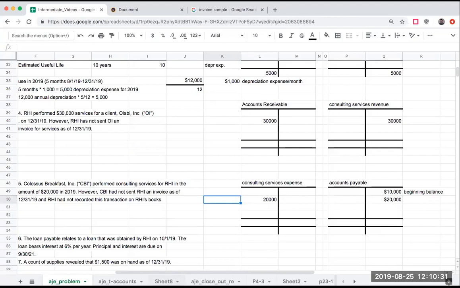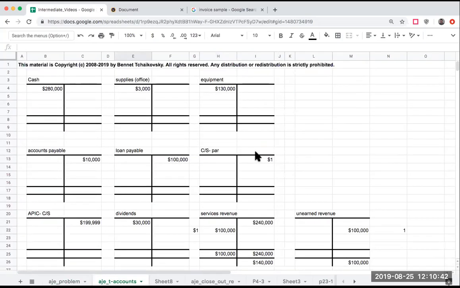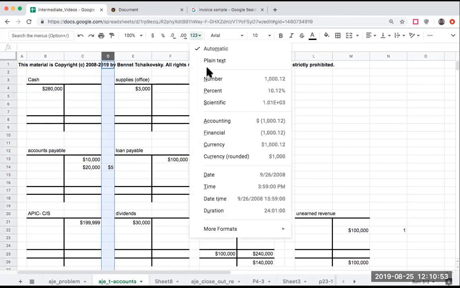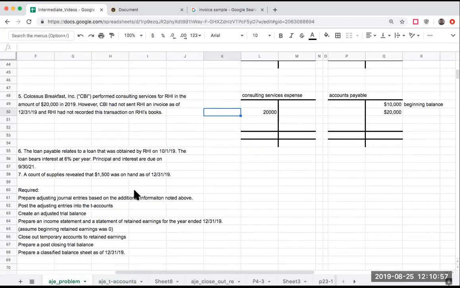So I'm debiting consulting services expense and crediting accounts payable. Right over here, transaction 5, debit consulting services expense. And then I'm going to go over here to accounts payable and credit this for $20,000. Okay, so we're now ready to move on with transaction number 6.